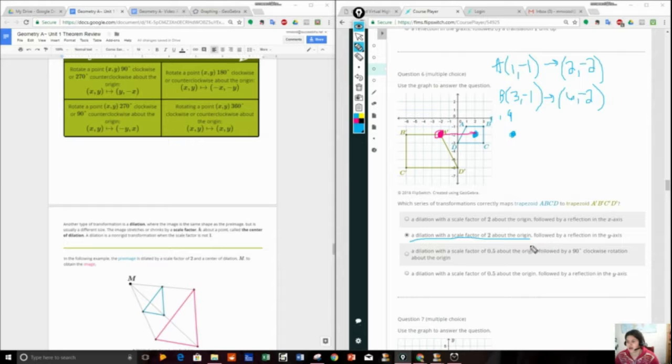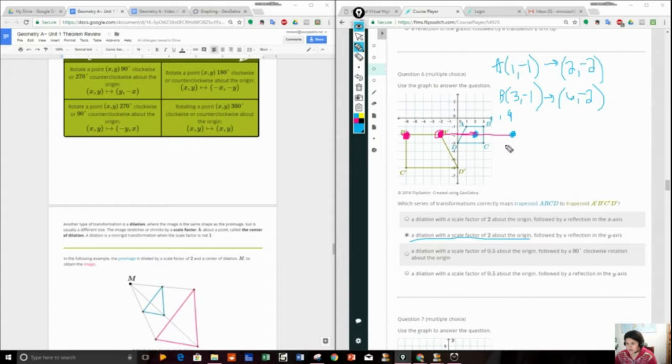And then again, the reflection preserves distance. So B would be 1, 2, 3, 4, 5, 6. It would be 6 units to the right after the dilation, and to reflect it, we're going to preserve that distance on the other side of the y-axis. So 1, 2, 3, 4, 5, 6, and it does land where B prime is. So 2 out of the 4, we're doing well.